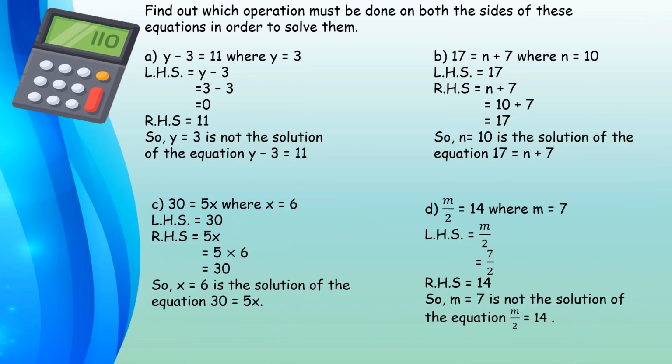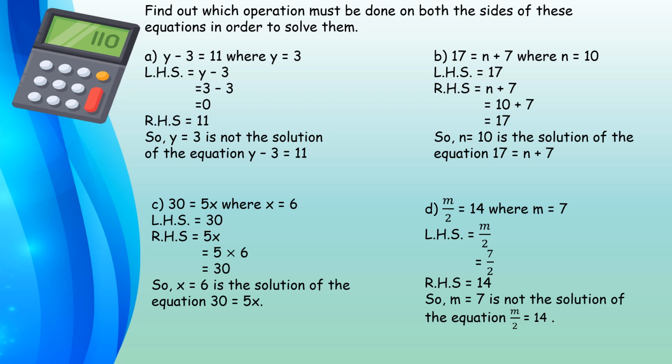Now let us solve some questions from your practice set as per the sum done before in the example x plus 7 equals 15. Now here are some questions like y minus 3 equals 11 where the value of y is 3. Substitute the value 3 in the place of y. So 3 minus 3 is 0 but our RHS is 11. So hence the value y equals 3 is not the solution of the equation y minus 3 equals 11.